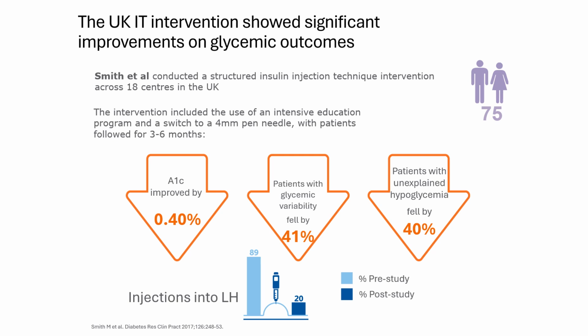It also reduced the variability. Patients have labile sugars, where their sugars go high at this time one day and low the next day, and that's because they're injecting into sites that can impact the absorption. That variability fell by 40% in the patients in this study, and unexplained hypoglycemia also fell by 40%. So these are significant results showing that where you inject is as important as what you are injecting.